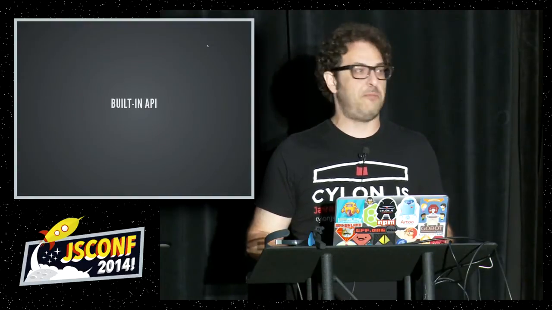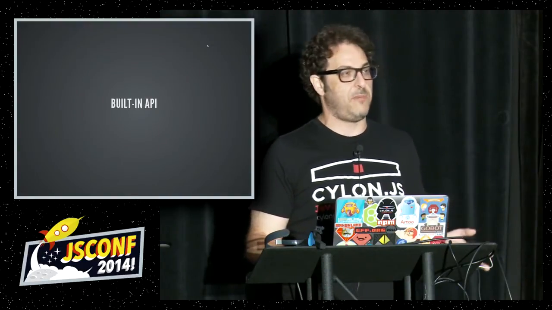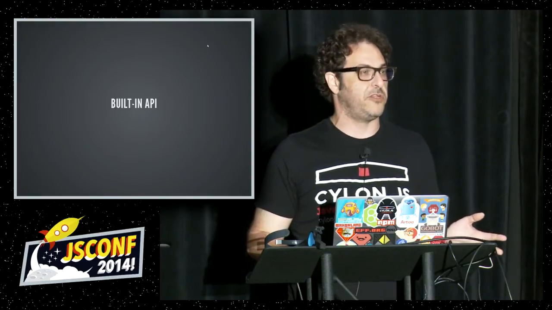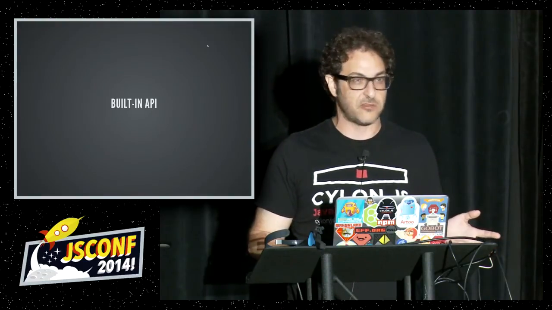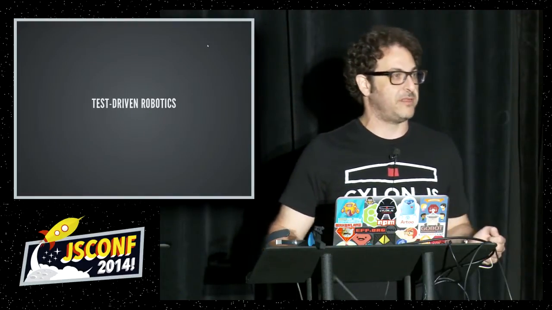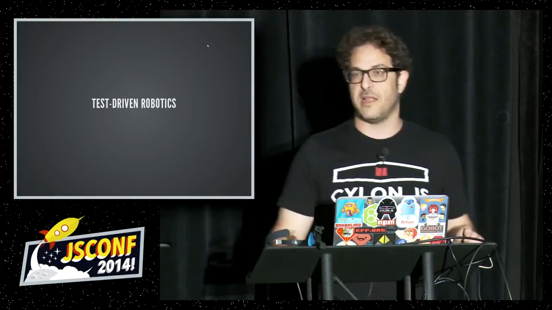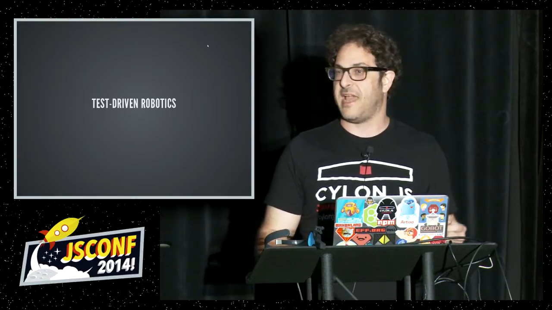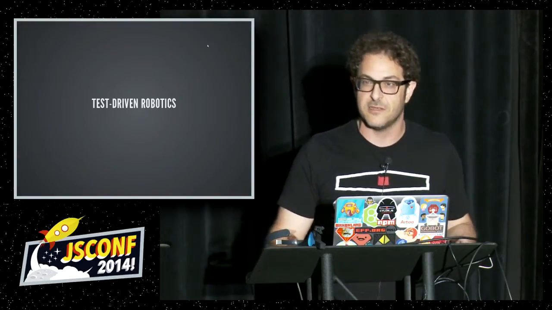So it has a built-in API, because of course without an API you can't program your internets over the intertubes, and that's no good. You need robotic internet-controlled devices, right? It has test-driven robotics built in. We think this is really important. I know that some people claim TDD is dead. I think they're a little confused.